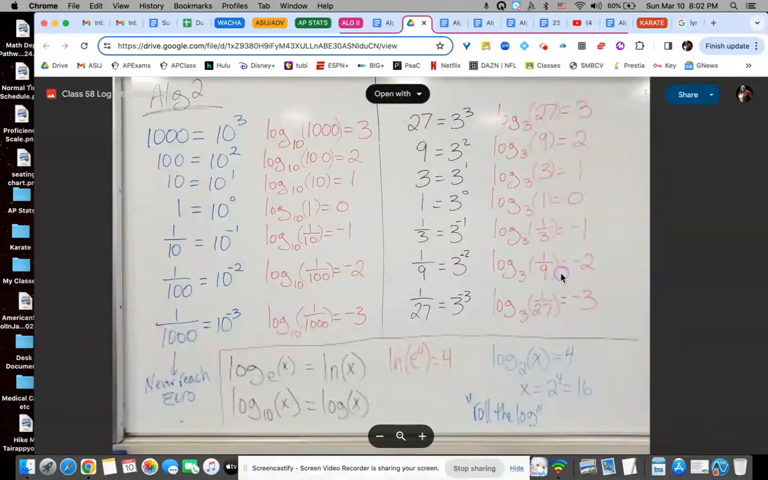So 3 to the negative 2 is 1/9, right? The work you've put in working with your exponential values and negative exponents, all that work that we've done, hopefully will pay off this unit.